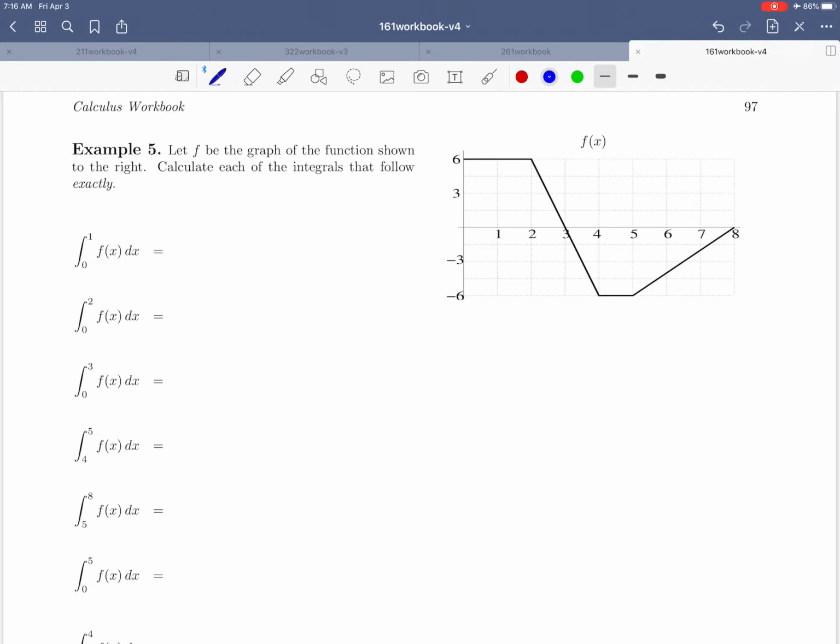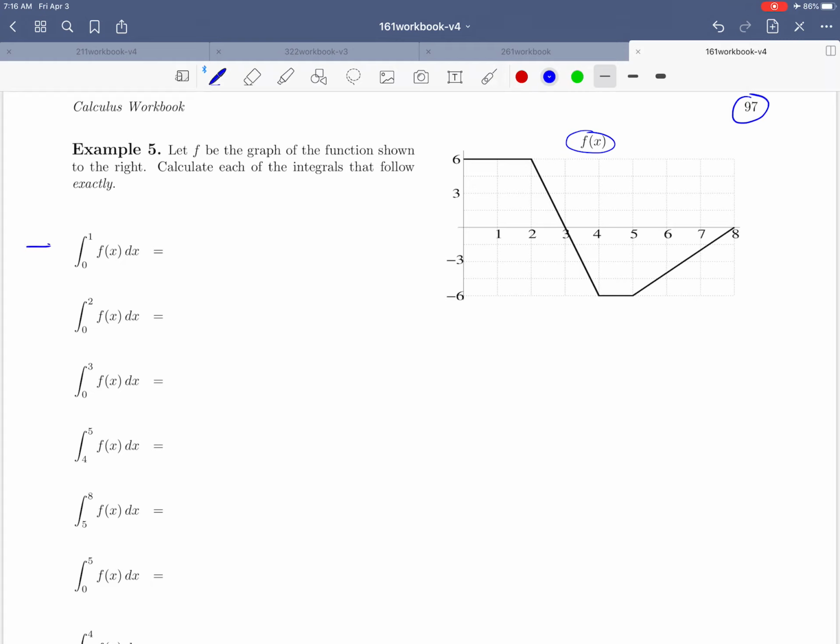Welcome everybody to example 5 on the top of page 97 in the workbook. And this is another example of working with the definite integral. It's giving us a function, this time in terms of just a picture, and asking us to calculate the values of some definite integrals. And remember that definite integrals graphically are about area. In particular, definite integrals add area if our function is above the x-axis and subtract area if it's below the x-axis. That's a general principle that we're going to keep in mind as we do these problems.